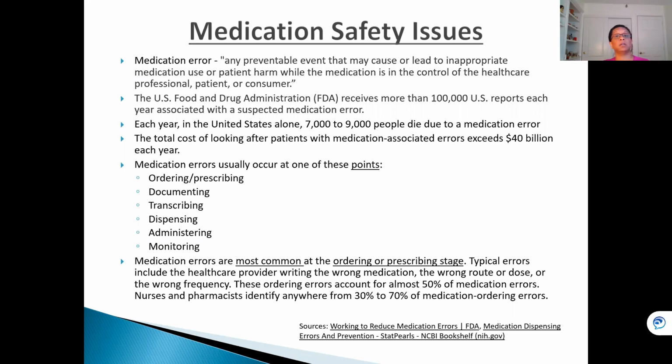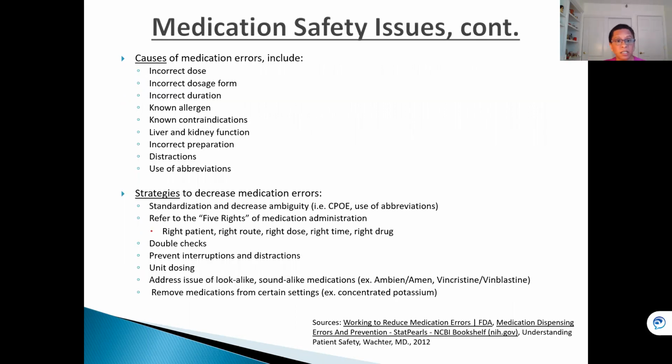And this is where we come in. Nurses and pharmacists identify anywhere from 30 to 70% of these errors. So something to keep in mind when I get to the last few of my slides. Causes of medication errors could be a plethora of them: incorrect dosage form, allergens, you're prescribing or dispensing something that shouldn't be because the person's allergic to it, contraindications, you didn't check LFTs. That's why I loved working in a hospital setting, because you have access to liver function data and so forth to make those decisions and have that conversation with the physician staff.